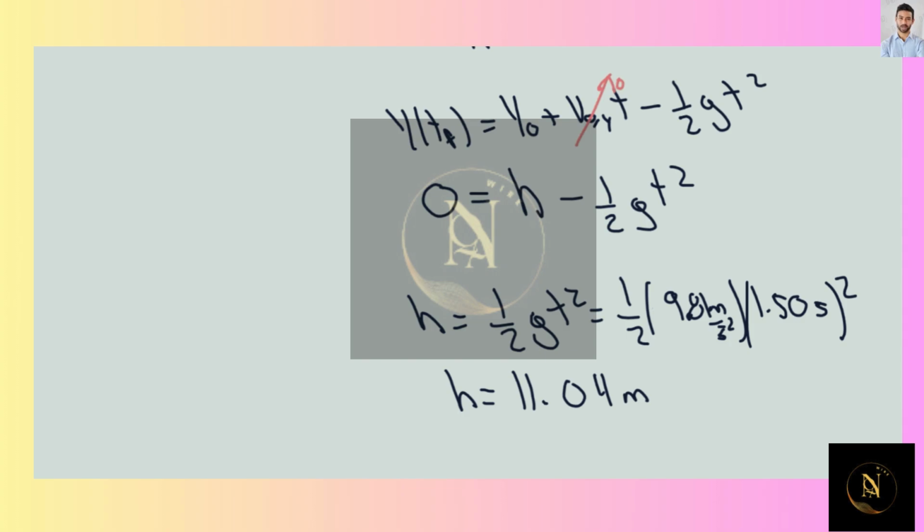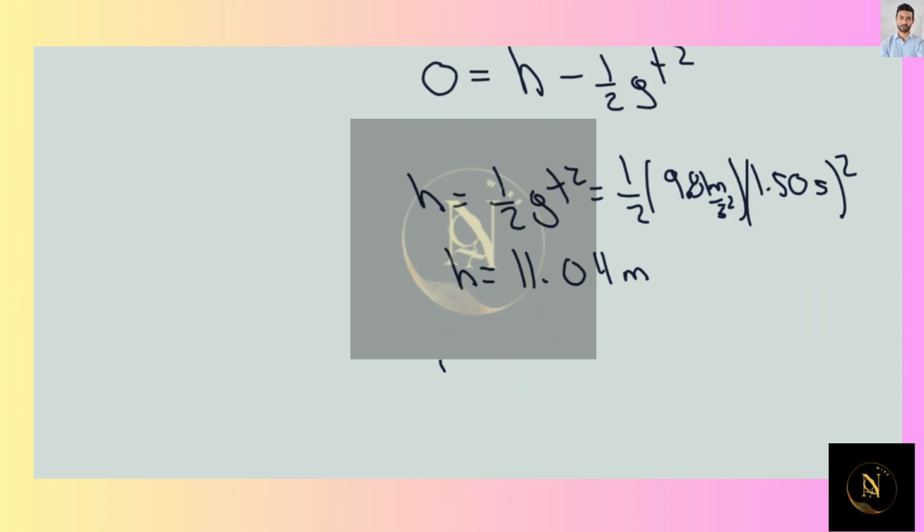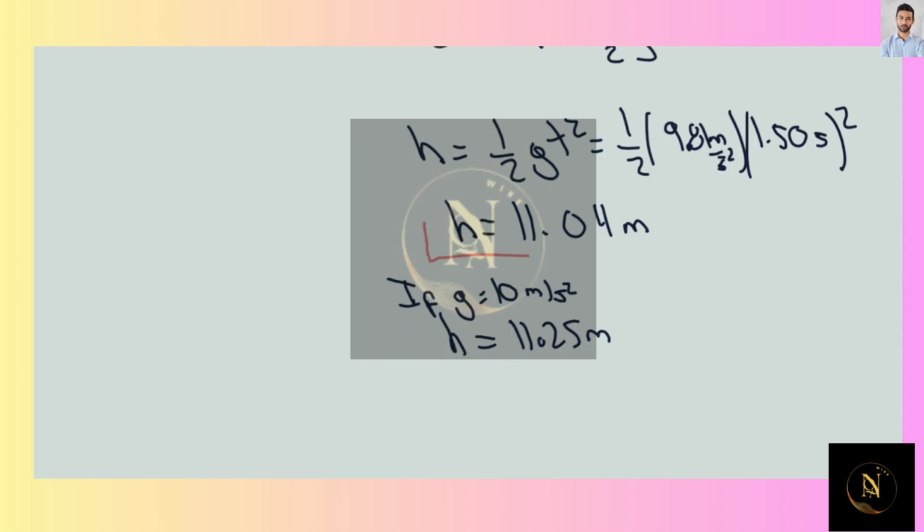Now, if you take the value for gravity equal to 10 meters per second squared, which is a common case in a lot of the courses, what we're going to get is that the height would be equal to 11.25 meters. So just take the value depending on what is the value of gravity that you're employing in your course. In most of the undergrad courses, you're going to take the full value for gravity. And if you're doing high school physics or intro physics, maybe you're given the value for gravity equal to 10 meters per second squared.